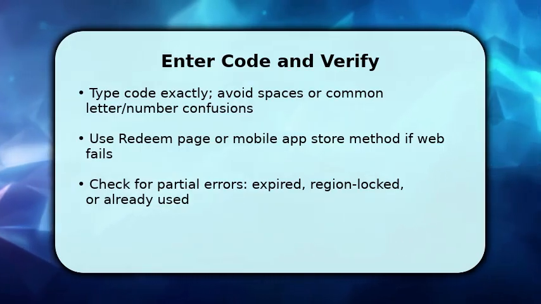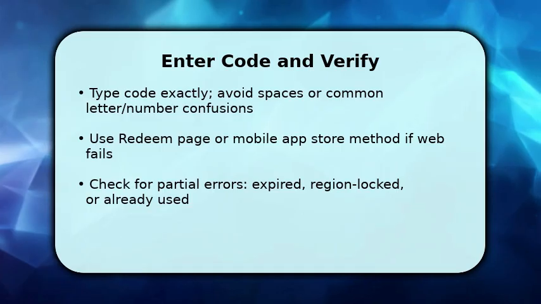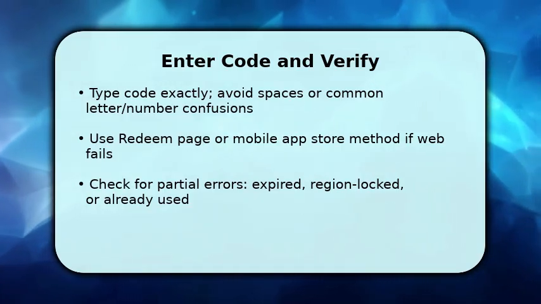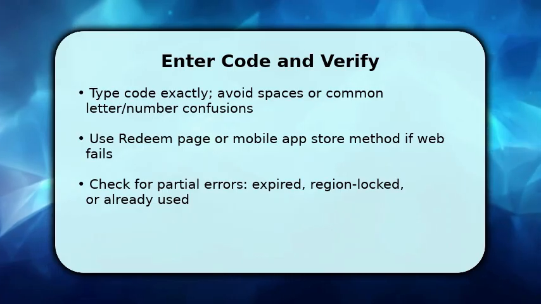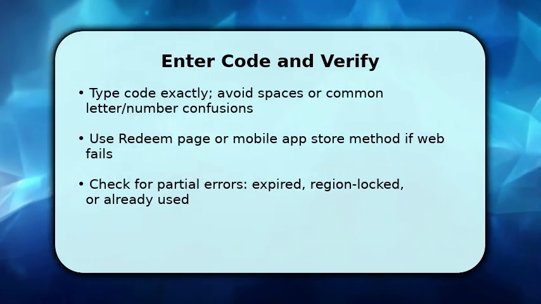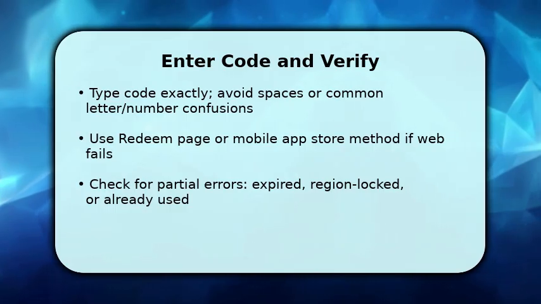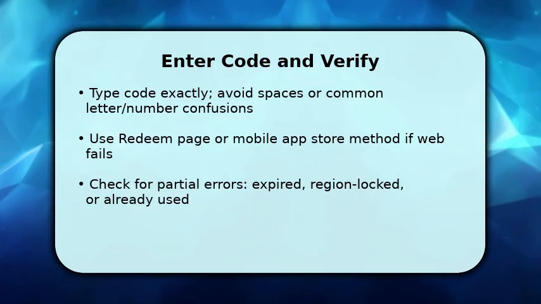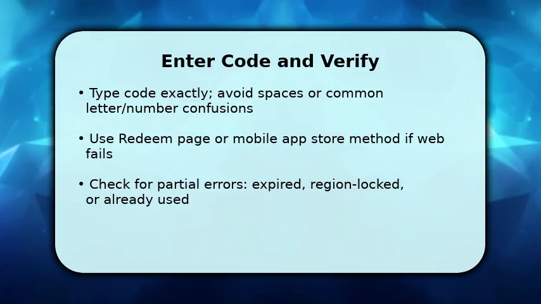If the web page rejects it, try the in-app or store redemption path, Roblox app or console store, since some cards route through different systems. Once entered, the site will validate expiration and region restrictions. If it says used, check your transaction history on that Roblox account. If validation passes, claim proceeds automatically to your balance.